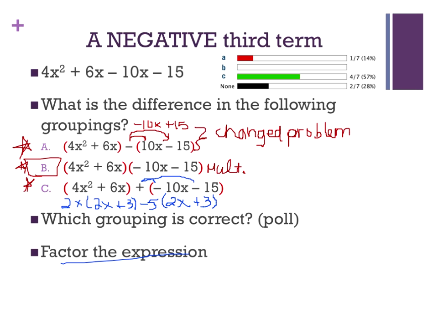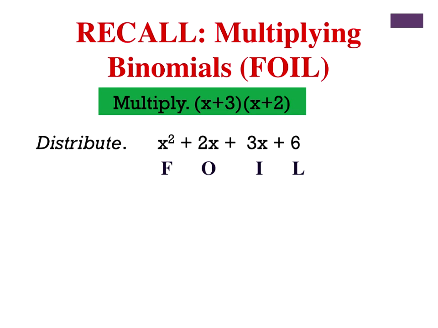Because now that I have this, I see 2x plus 3 is the same in both of these. So I'm going to rewrite it as first the coefficients, 2x minus 5, multiplied by 2x plus 3. All right, very nice. So that's factor by grouping, and now we're going to go on to looking at factoring trinomials.